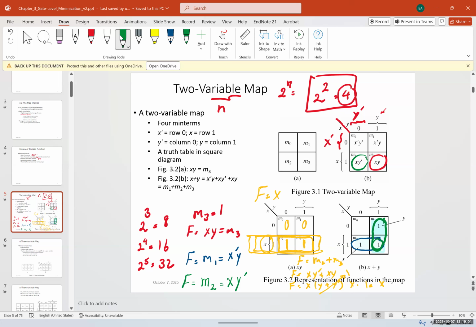Now for the lower one, what is common between them? For the lower row, f is equal to x. And for the second column, f is equal to y. So I can say x plus y.